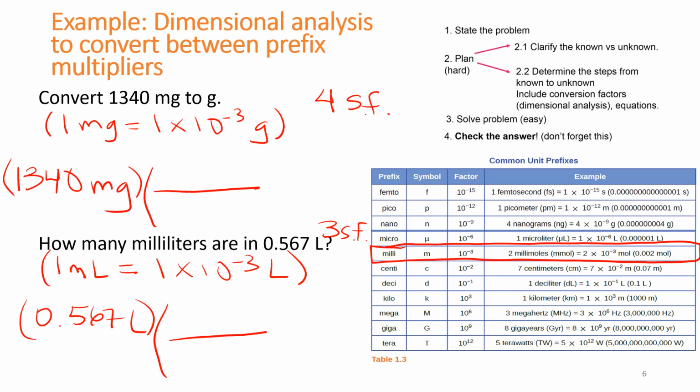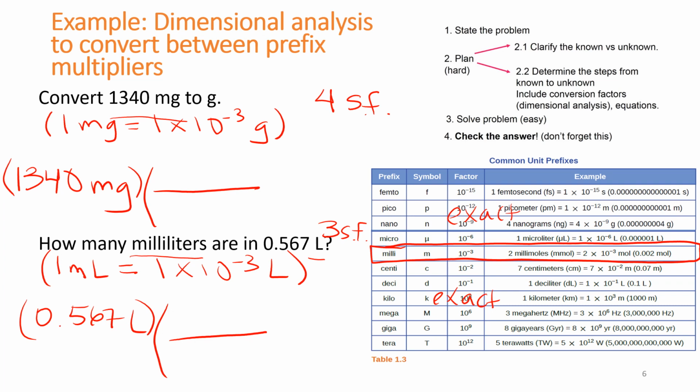So now we're going to practice converting between different prefix multipliers. In both of these cases, we have the same unit. It's just the fact that there is a different prefix multiplier. In this first example, we are going from milligrams to grams. Our known is 1,340 milligrams, and we are trying to get to grams.